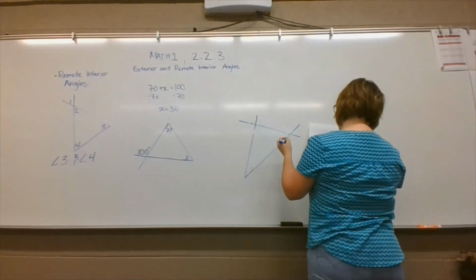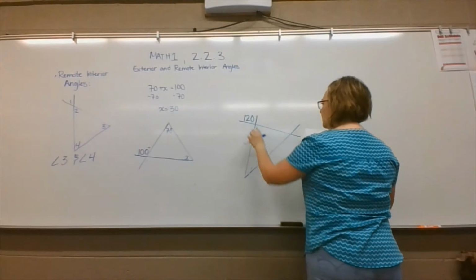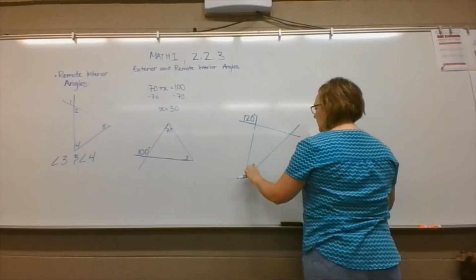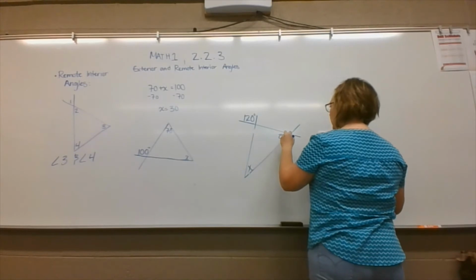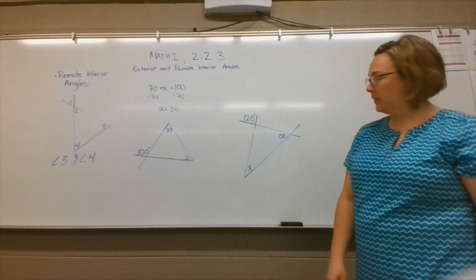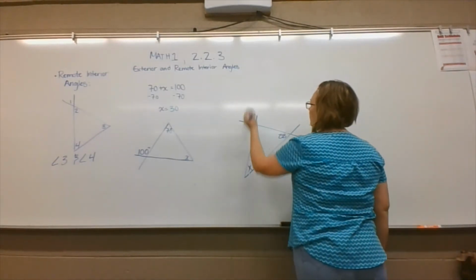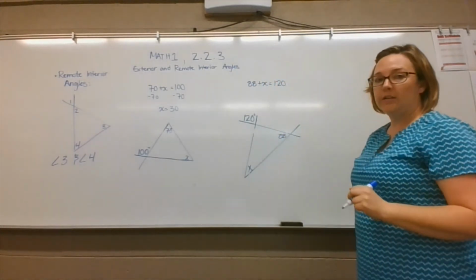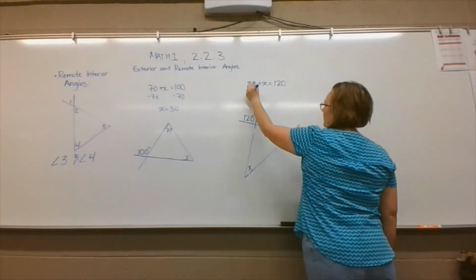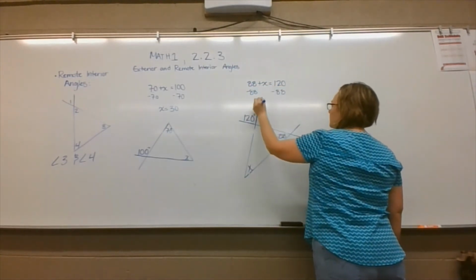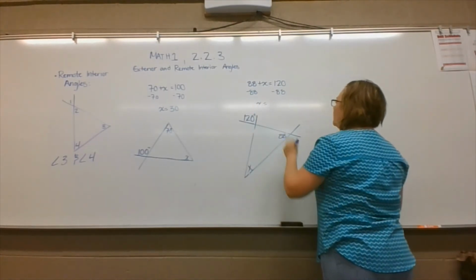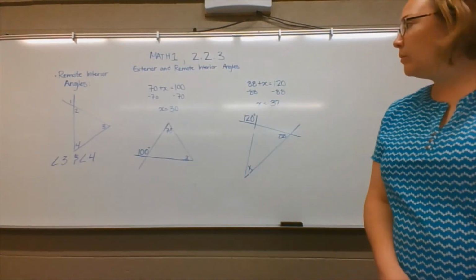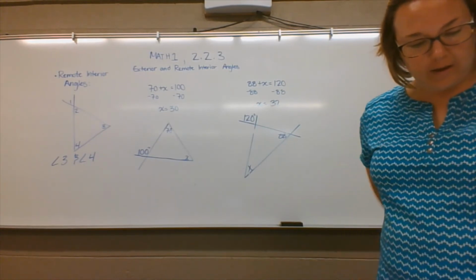Let's say that this angle right here is 120 degrees. Okay, and then we have our remote interior angles. This is x, and this is 88 degrees. So we want to solve for x. We are simply going to add these two, set it equal to 120. Okay, to solve for x, we need to subtract 88 from both sides. So that would be 32. X equals 32 degrees. Okay, these are remote interior angles, so super useful in helping you find that angle.